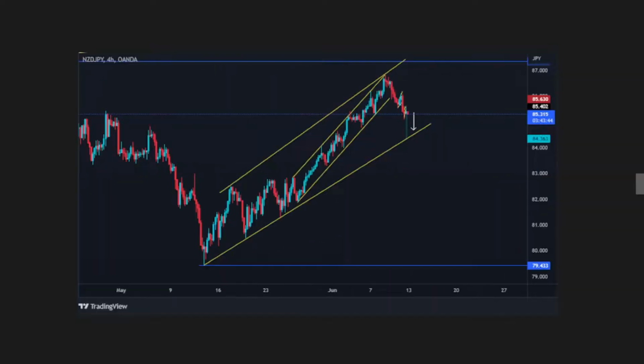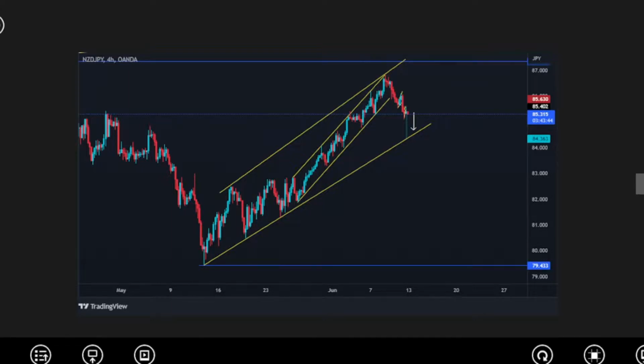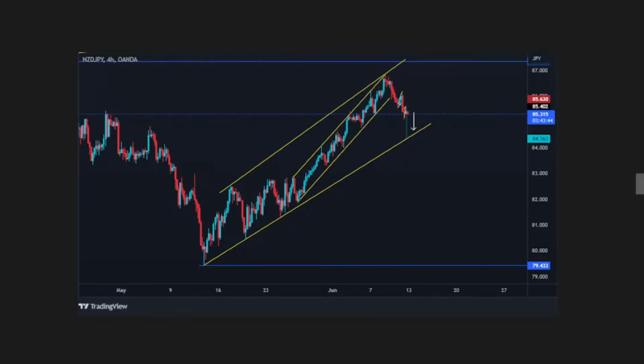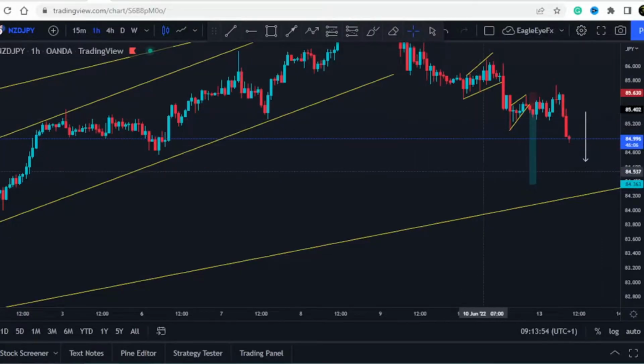Let me show you. You can see the flag was actually forming. You can see that the flag had actually just begun to form. So definitely my target is here. Once we break and I see another flag, I'm holding till this level over here. Then overall, in the coming weeks and months, I'm expecting this sell to come all the way down to this level. And then look at that.